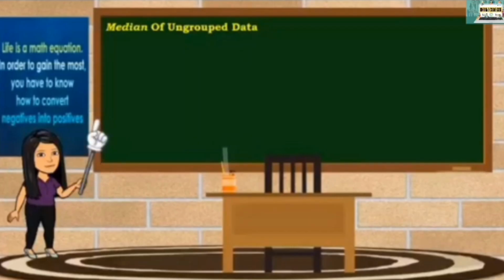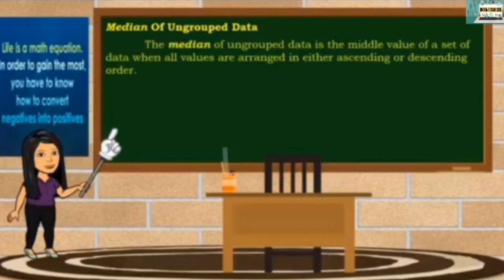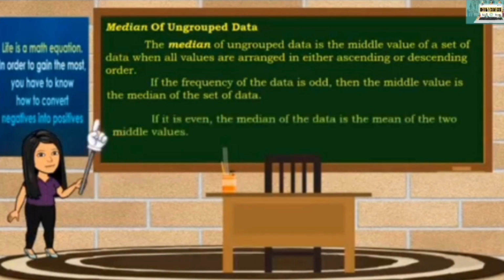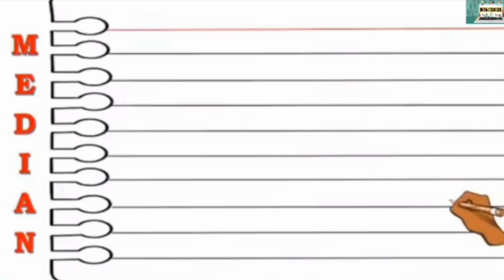Let us now discuss the median of ungrouped data. The median of ungrouped data is the middle value of a set of data when all values are arranged in either ascending or descending order. If the frequency of the data is odd, then the middle value is the median of the set of data. If it is even, the median of the data is the mean of the two middle values.